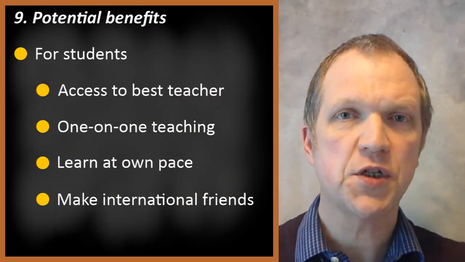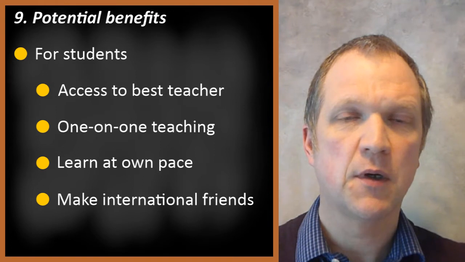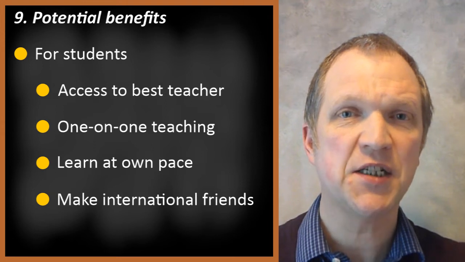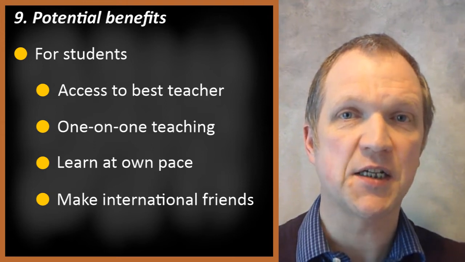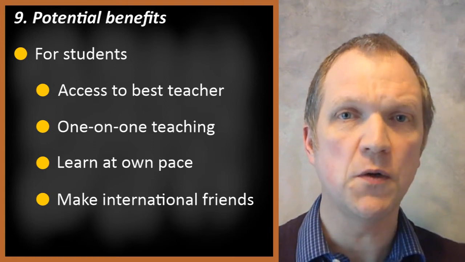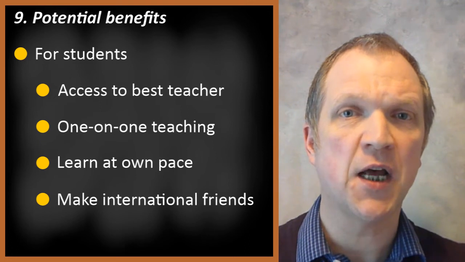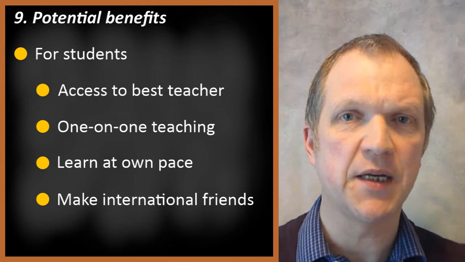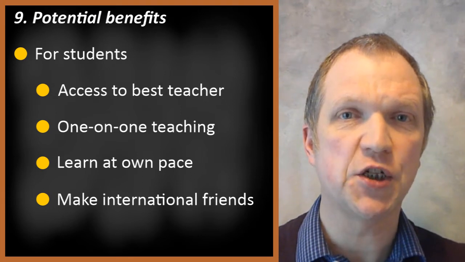Question 9. What are the potential benefits? For students, the potential benefits include each student having the equivalent of access to the best teacher in the world, assuming, as discussed in an earlier video, that the AI teacher has been programmed with this information. One-on-one teaching also means that students can learn at their own pace. This is often preferable to learning at the classroom's pace, which is necessary when a single teacher has to teach a group of children simultaneously.